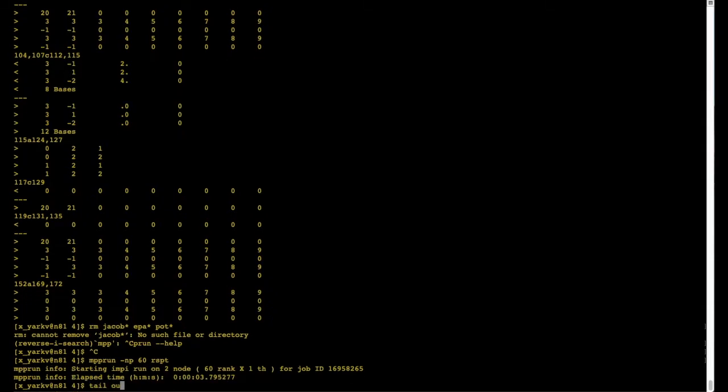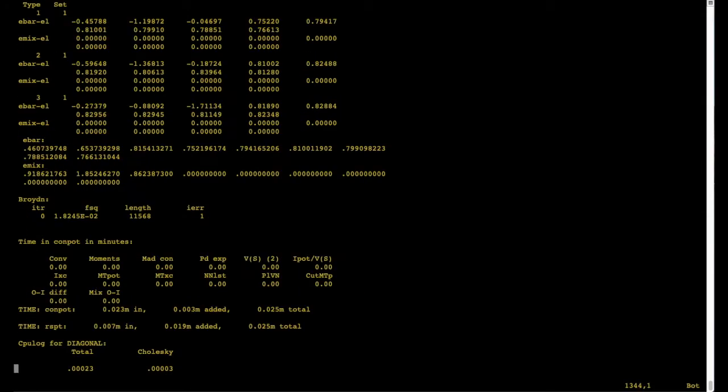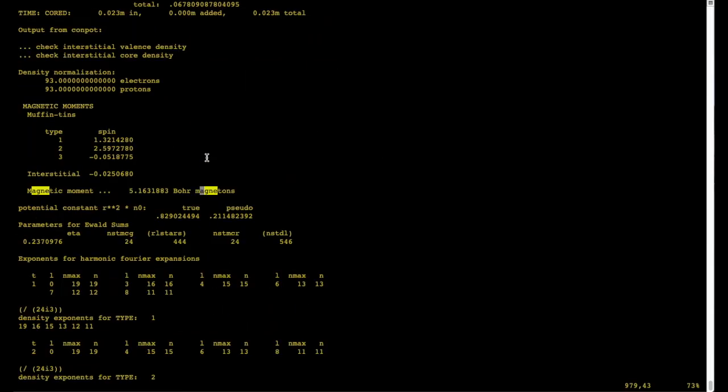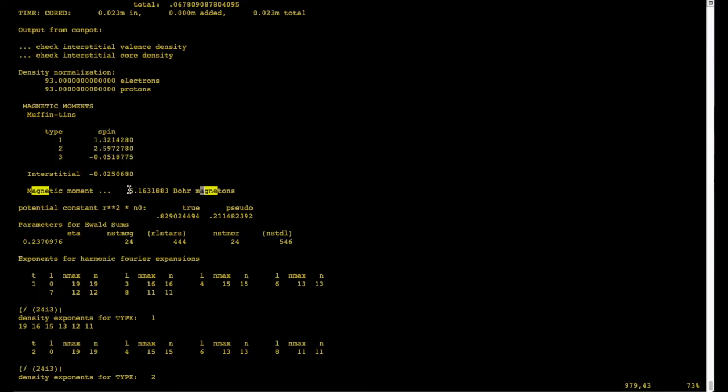That was fast. The iteration was successful. We start the calculation from scratch, so FSQ is quite high. The magnetic moments are reasonable, and the total moment is close to 5 Bohr magneton. That's what we used to have.